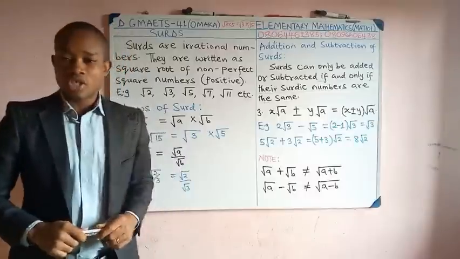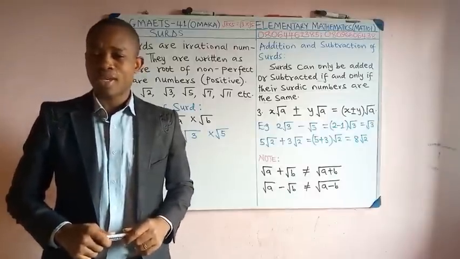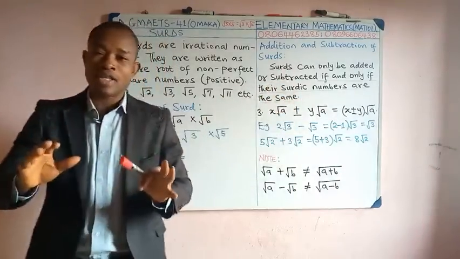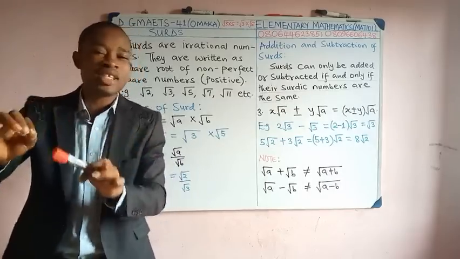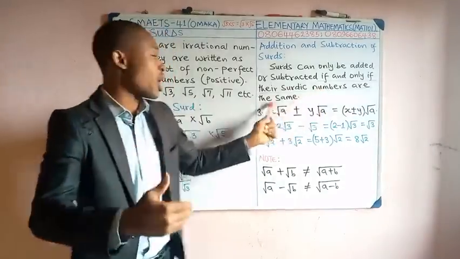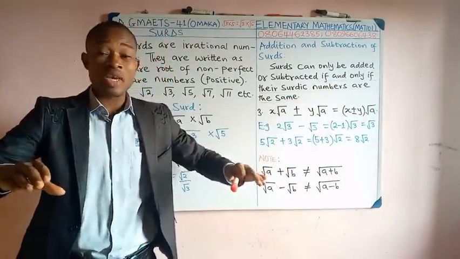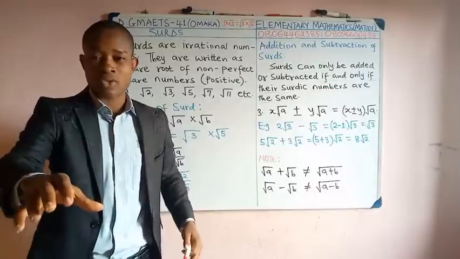Now, let us consider addition and subtraction of surds, because there's something very important we should know there. We have this short note to guide us that surds can only be added or subtracted if and only if their surdic parts, or their surdic numbers, are the same. So you see there is a conditional statement: if you violate this condition, it means you cannot add or subtract the surdic numbers.